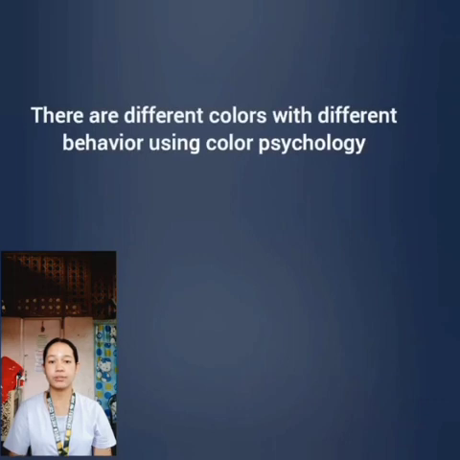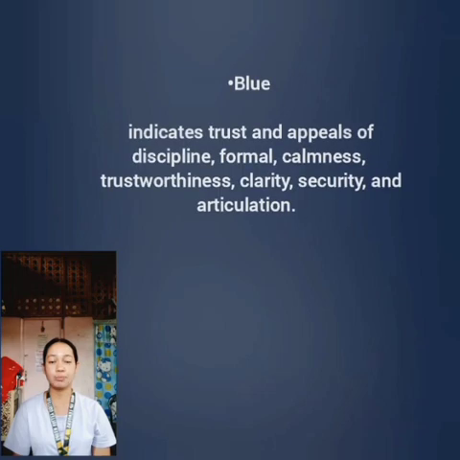There are different colors with different behavior using color psychology. The first one is blue, which indicates trust and appeals of discipline. Formal, calmness, trustworthiness, clarity, security, and articulation.